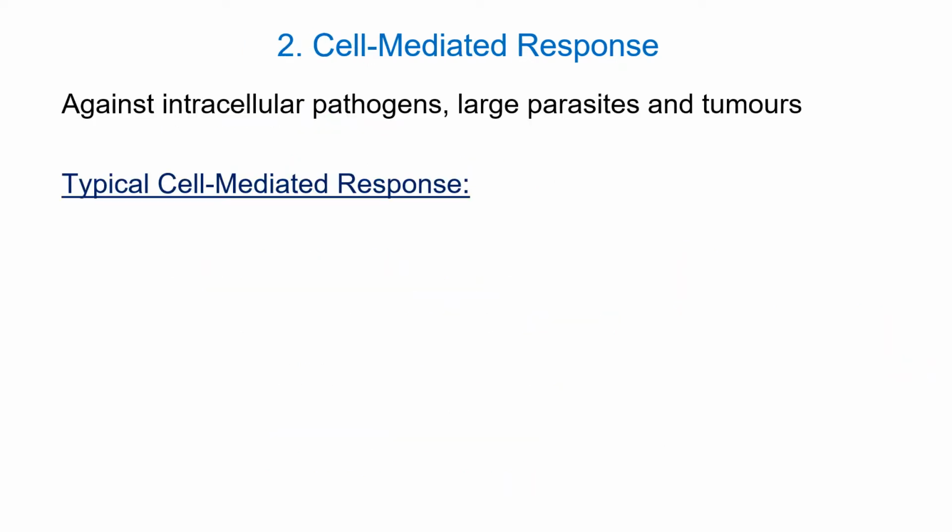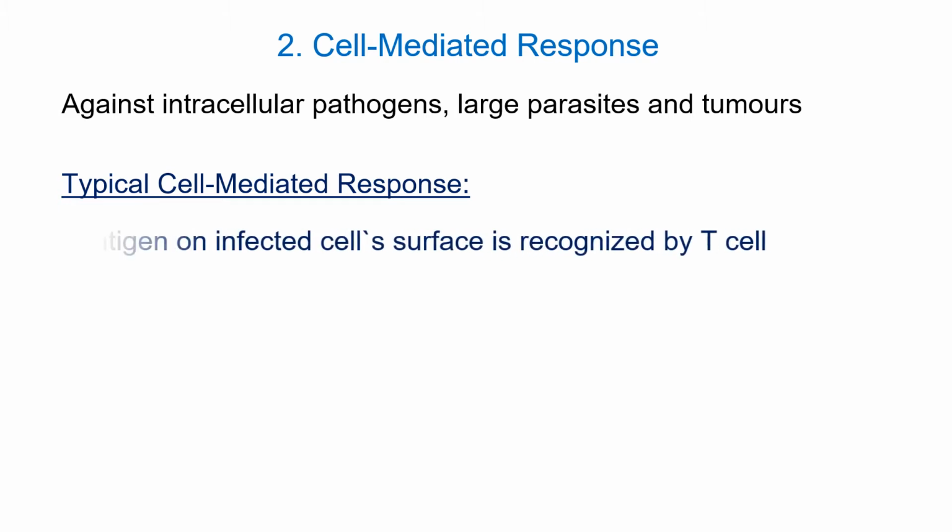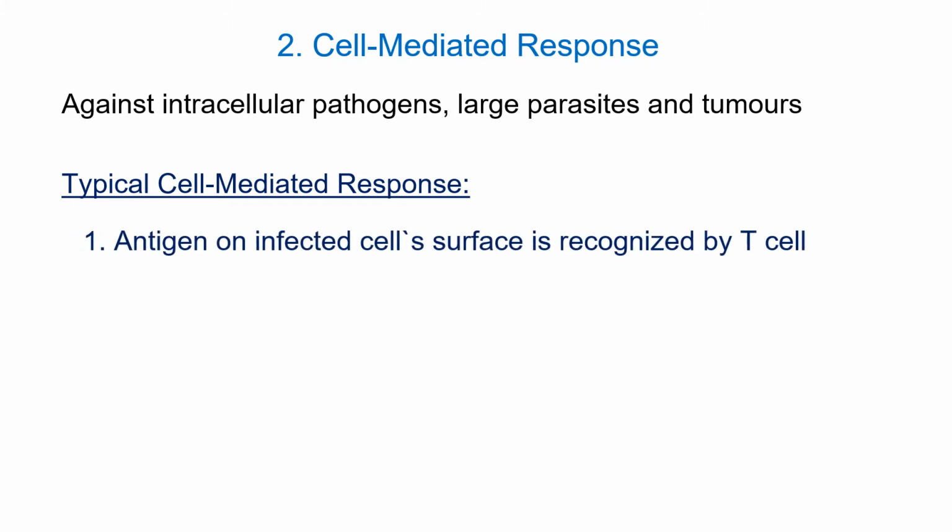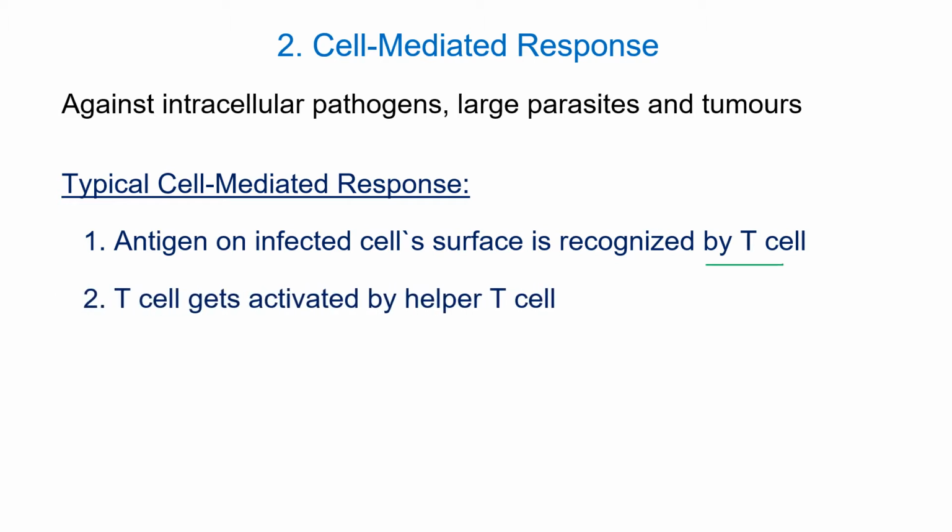So to summarize what is going on with the cell-mediated response, the very first thing is some sort of antigen on the infected cell surface. This could be a virally infected cell or a cancer cell or a pathogenic worm, and it is recognized by a T cell. The T cell gets activated. There's other T cells that help these cells get activated, and they're called helper T cells. I don't want you to get too concerned about these helper cells.